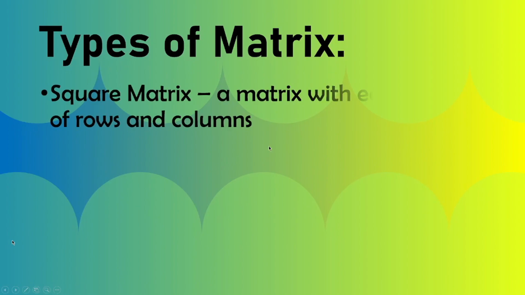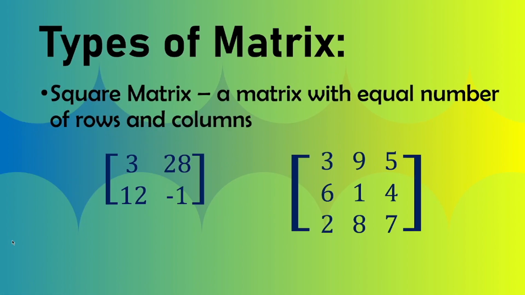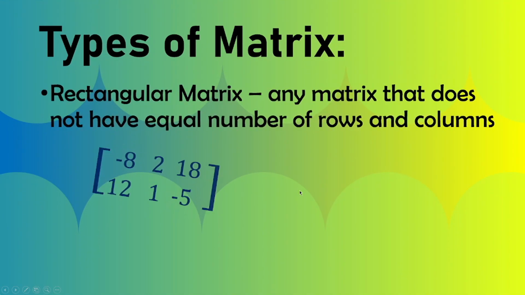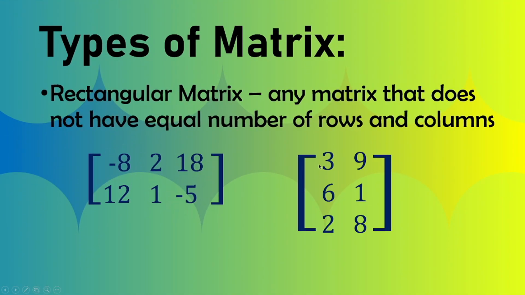A square matrix is a matrix with an equal number of rows and columns, just like a square. Here are some examples below. A rectangular matrix is any matrix that does not have an equal number of rows and columns, just like rectangles. Here are some examples below.